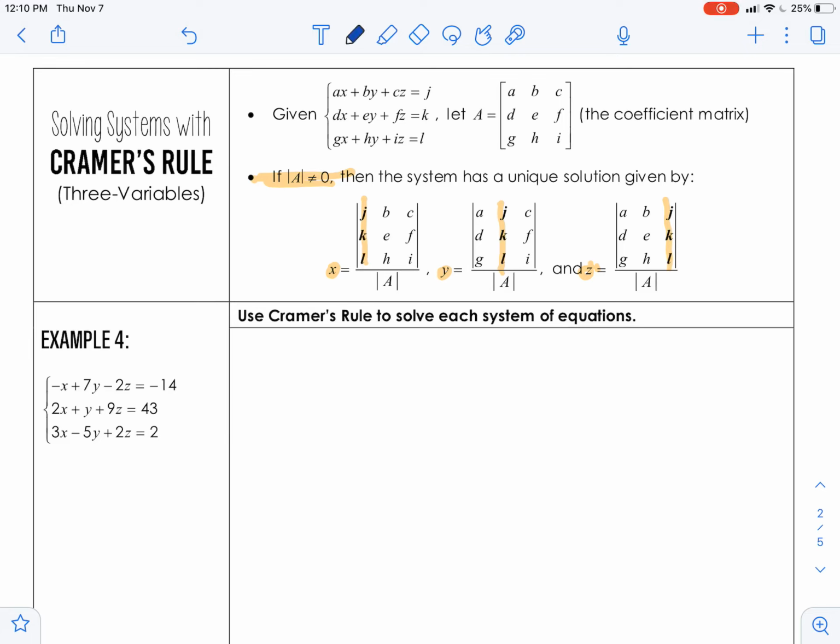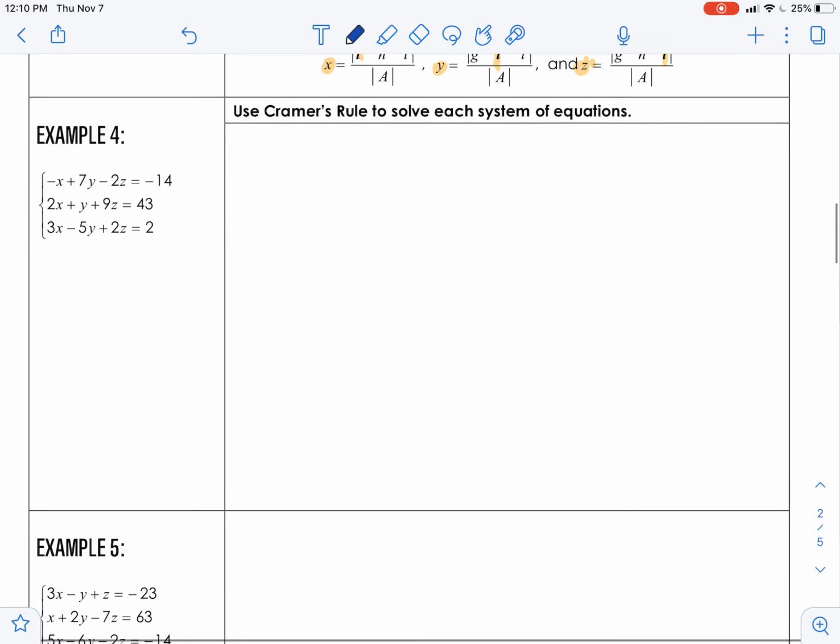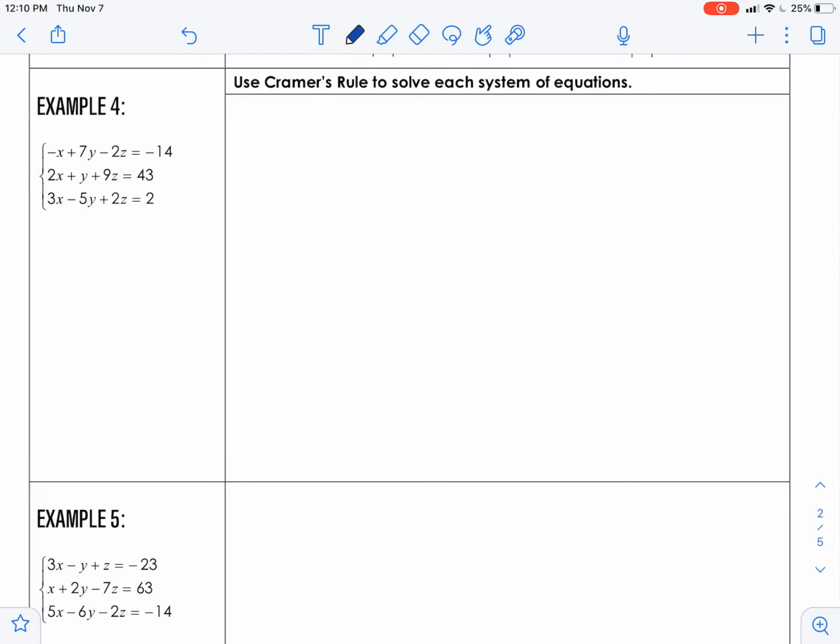Okay, so let's go ahead and get started and just jump in with a problem. Now these are like regular 3x3s. They do take up some space. So let's just organize our thoughts. So the very first thing that I want to do is find the determinant of A, okay? And what I'm actually going to do, since I have space, I'm going to do the determinant of A right over here, okay? So A is -1, 7, -2, 2, 1, 9, 3, -5, 2.